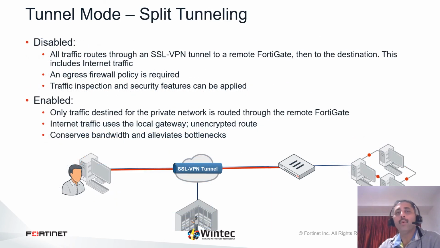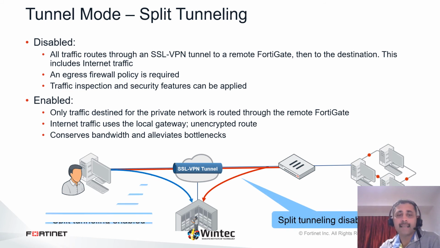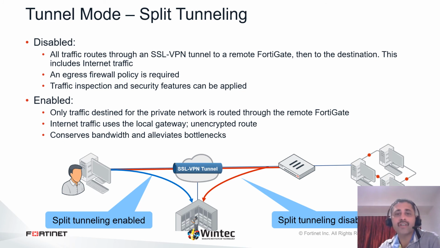Now, the tunnel mode also supports split tunneling. When split tunneling is disabled, all IP traffic generated by the client computer, including regular internet traffic, is routed through the SSL VPN tunnel to the FortiGate. This sets up the FortiGate as a default gateway for the host. You can use this method in order to apply security features to the traffic emanating out of any remote client, or to monitor, or perhaps restrict, the bandwidth usage of a particular PC. However, it does add latency and increases the bandwidth usage.